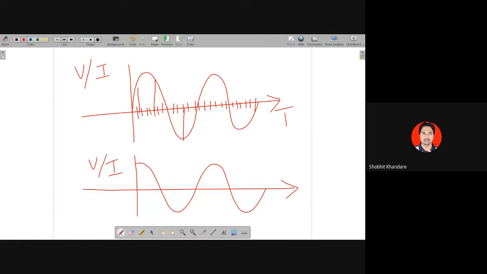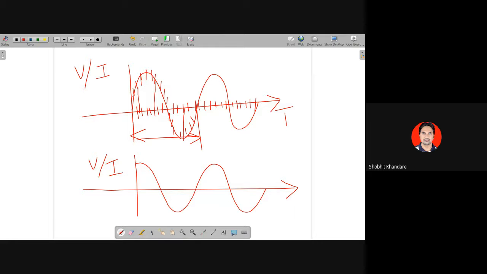So an analog signal always varies continuously, and it can take infinite values for a given range. What do you mean by infinite values? If I take the range from this point to this point, one cycle, there are an infinite number of voltage levels. If you club all these infinite voltages together, you will see a continuous waveform. That is the characteristic of an analog waveform.